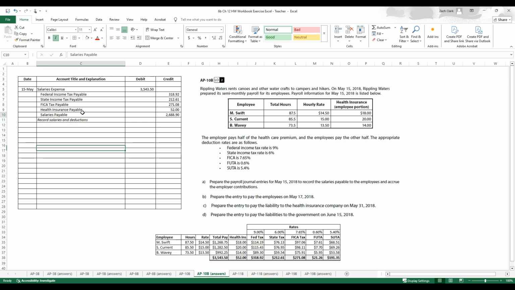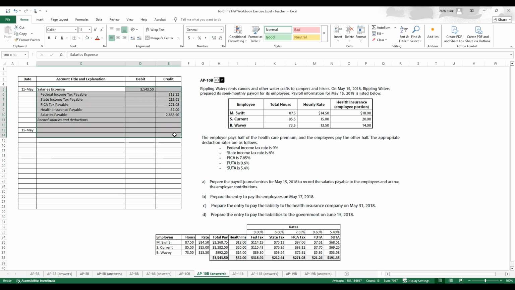So then let's do this. That's our explanation. So this is the amount that the employees earned. This is the amount that they're going to get in cash on their checks. And then these are all the amounts that we keep for now, and then we have to send out to the government on the employee's behalf, and then the health insurance company on their behalf as well. Okay, now the same date, 5/15.